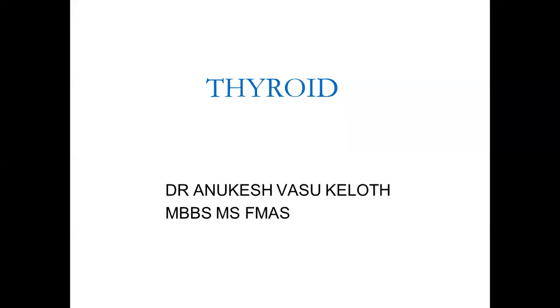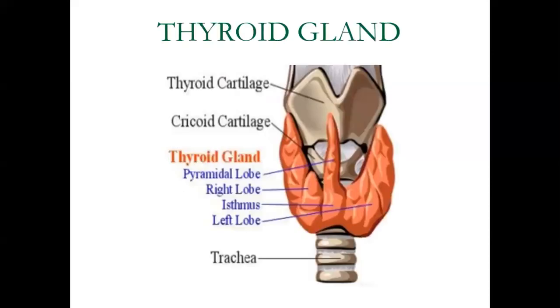Today we're going to talk about the thyroid gland and specifically the anatomy of the thyroid gland. So this is the thyroid gland. You can see it is placed on the anterior and the anterolateral aspect of the trachea and the laryngeal area.